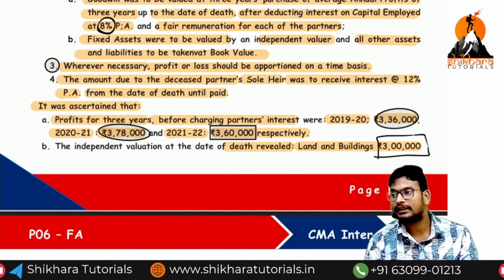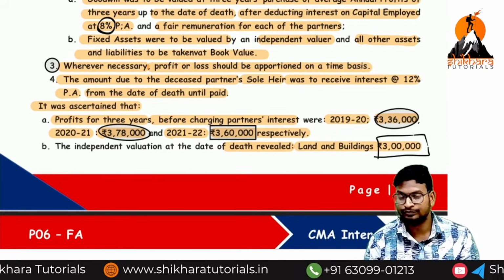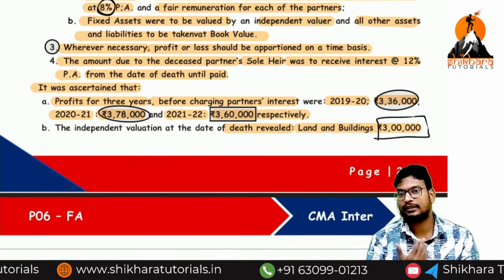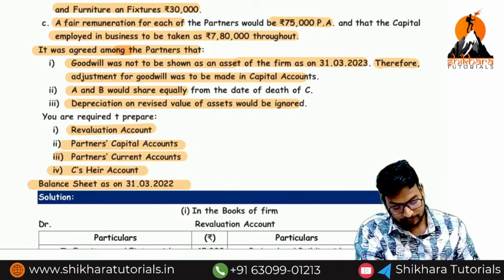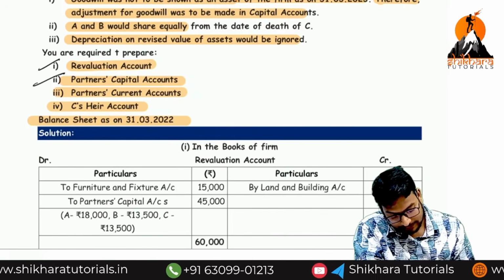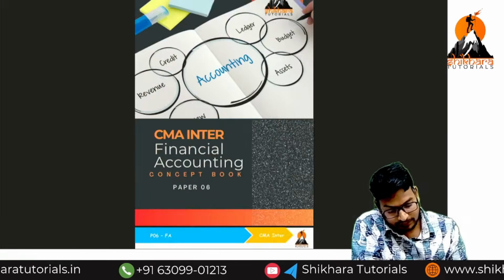Because we need to calculate the goodwill as on the date of death of the partner. Okay, na? I will explain. That is the only important point here. If you understand that point, easily you can overcome. Okay, na? So what are the accounts we need to prepare, ma? Revaluation account first, partners capital account, partners current account, legal heir account and balance sheet. So please open all the accounts first.